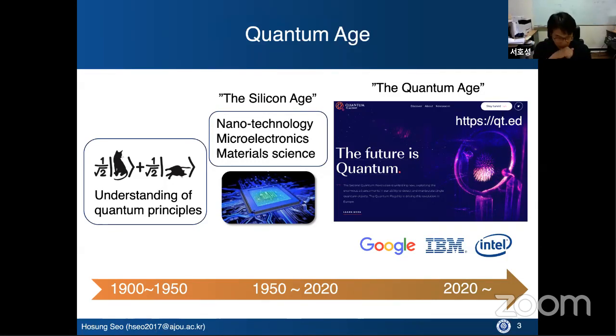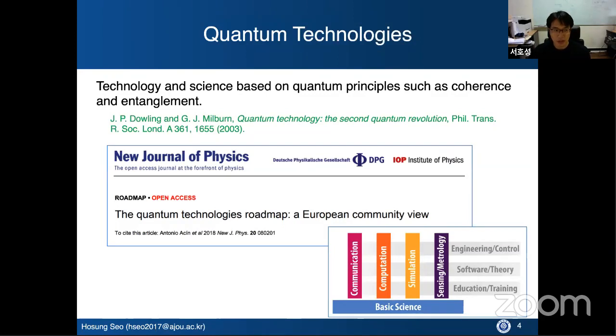The interesting thing is that many of these tech giants, such as Google, IBM, and Intel, are also investing in these quantum technologies. To be more specific, quantum technology is technology and science based on quantum principles, but focusing on quantum coherence and quantum entanglement. Of course, silicon technology also uses quantum mechanics, but it does not use the unique quantum properties, which are coherence and entanglement. Quantum technology tries to build powerful devices based on this coherence and entanglement. The applications include communication, computation and simulation, and quantum sensing and metrology. These are the 4 main branches in quantum technologies.